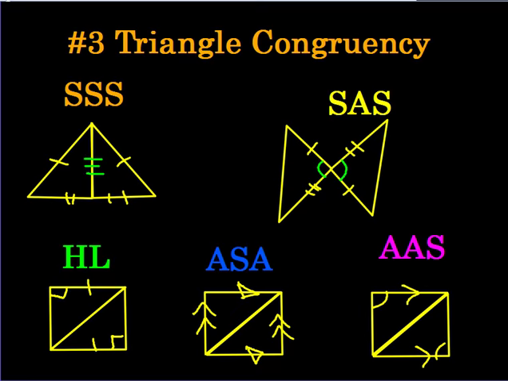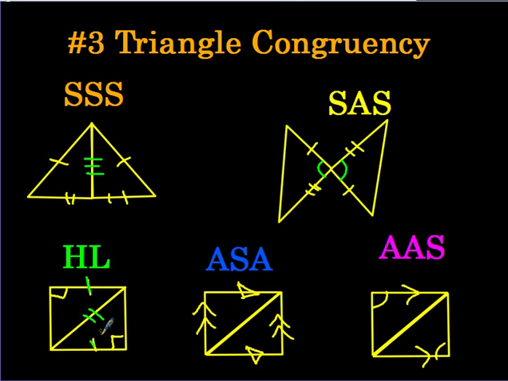Hypotenuse leg only works in right triangles, and if you think about the breakdown of the name, you need the hypotenuse and you need a leg. So you also need the right angles marked. So the right angles are marked. We have a leg. So we need the hypotenuse, and that's our shared side right there.